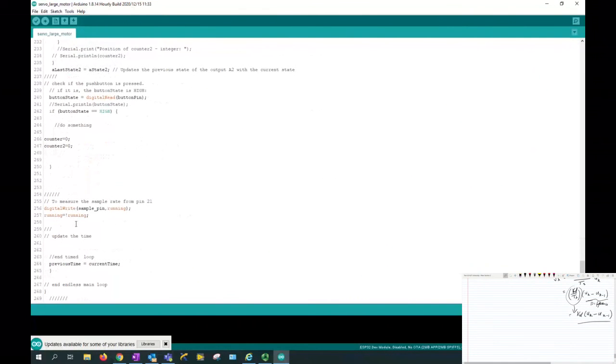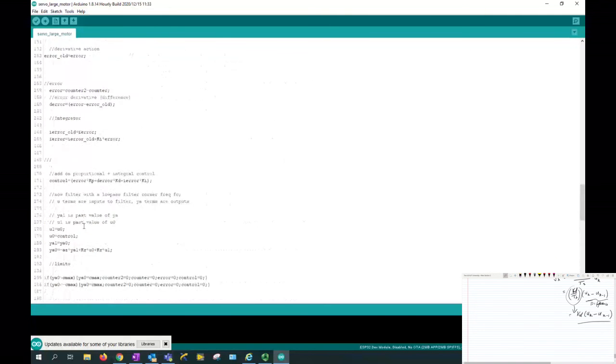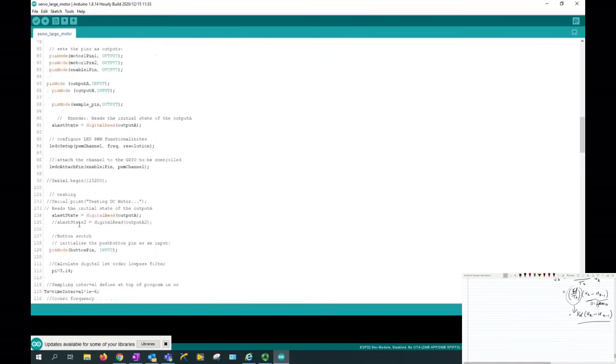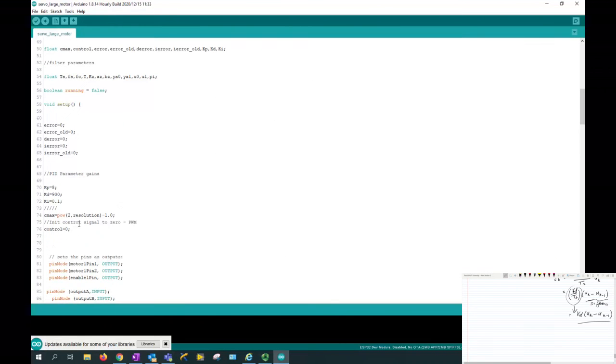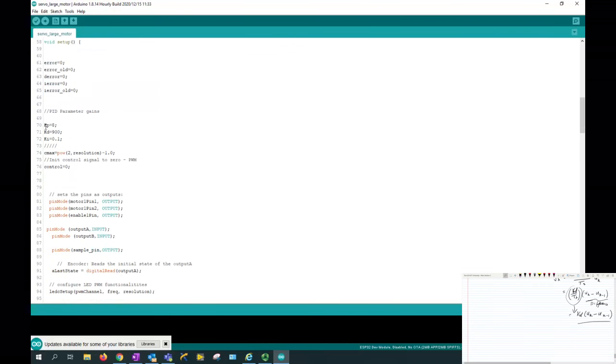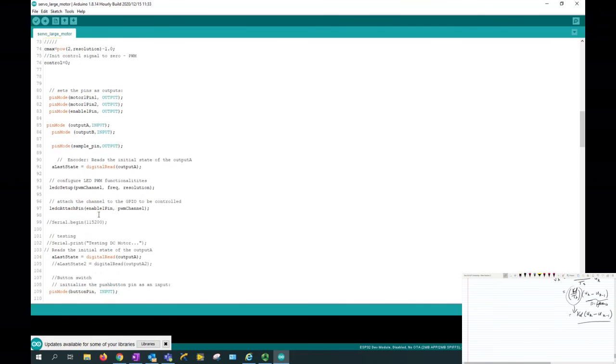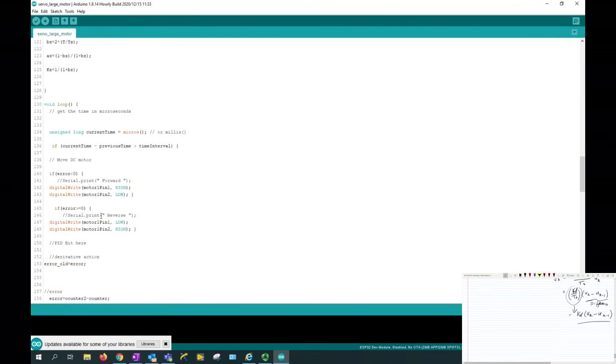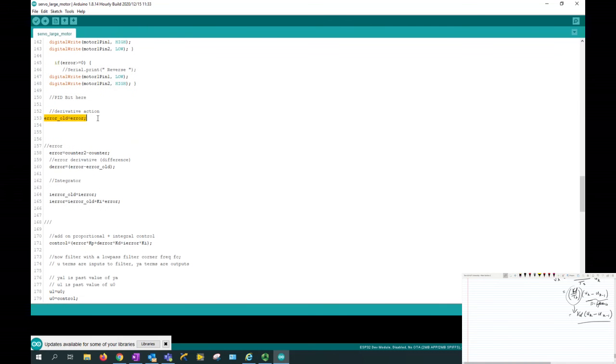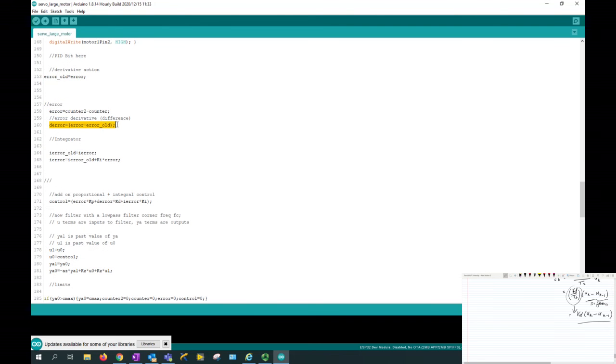So the PID part is here. These are the gains which I found by a tuning method. We're finding the error. It's just counter 2 minus counter 1, and then the differentiator is just taking the difference. So this is like our integrator: the output is equal to the previous output plus Ki times the error. So you need to shuffle the outputs as well.